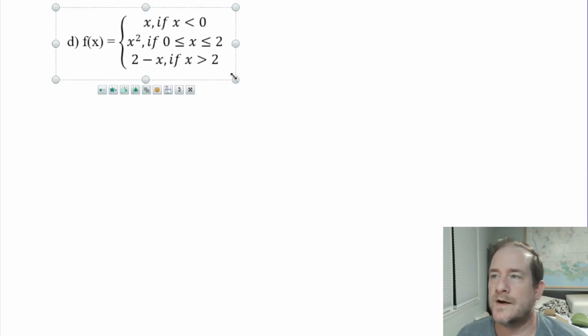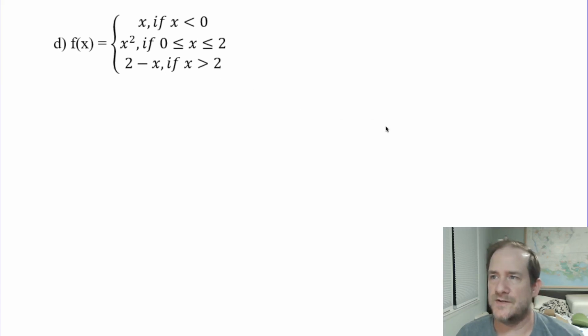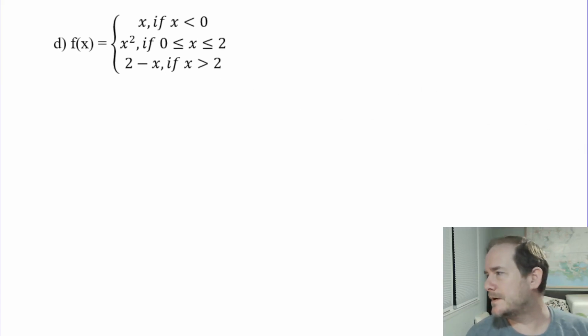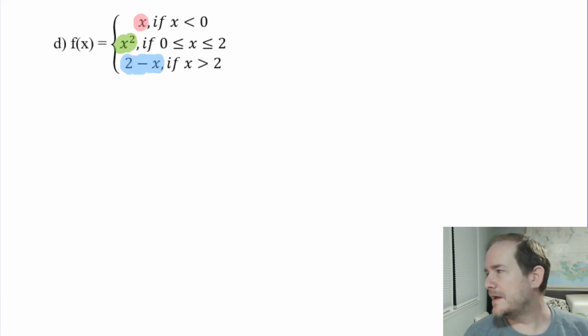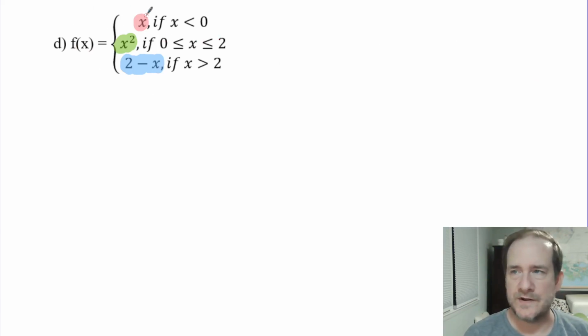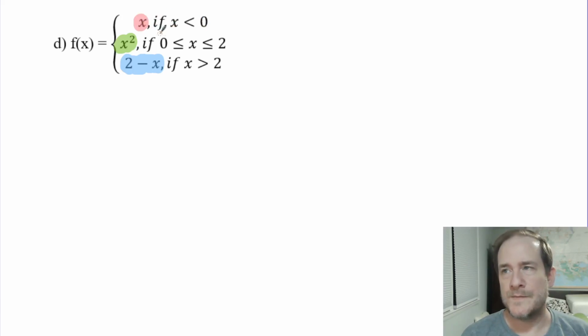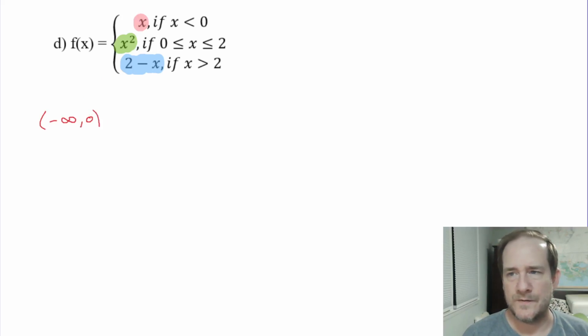So D. For D, we got this piecewise function, and this is a little more important. So what do we got? This piecewise happens to be made out of 3 different functions. It's made out of the pink one, the green one, and the blue one. And your thought process here, hopefully, would be that if you were analyzing this whole thing for continuity, you would say for sure, well, x is continuous everywhere. So since we're defined for all the x's less than 0, that x function is definitely telling me that we're continuous from negative infinity all the way to 0.